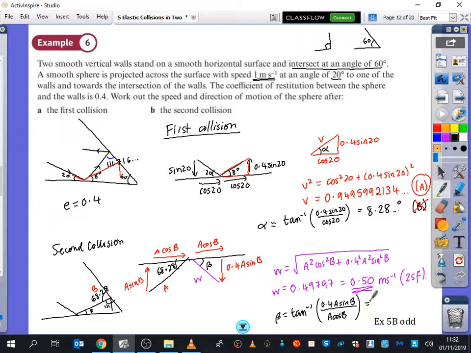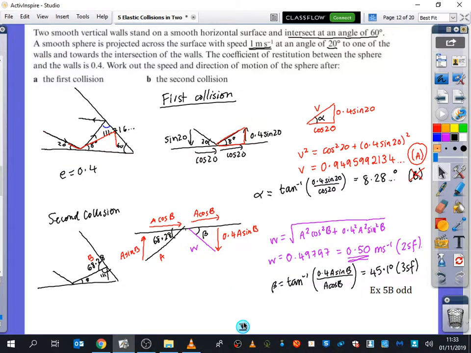I got 45 degrees, which is what it is. I think you might have just typed something in wrong. You get 45.1 degrees to 3 significant figures. So we need to actually answer the question. Exactly 45 degrees. 45.1 degrees. 45.1 degrees to 3 significant figures.